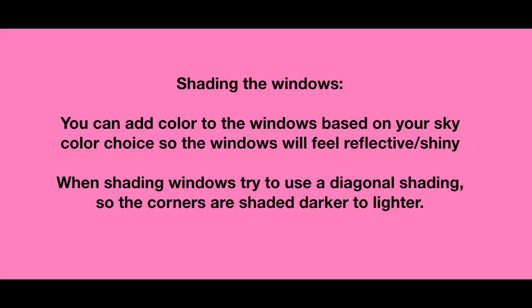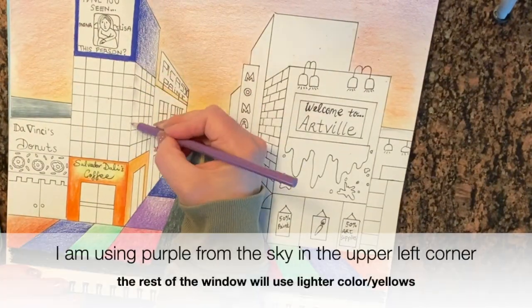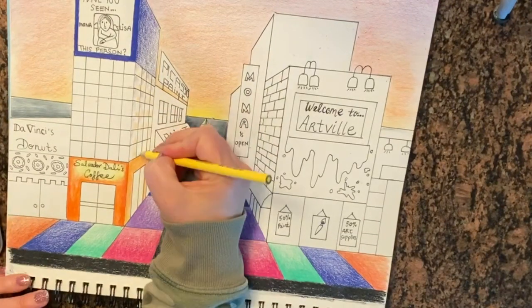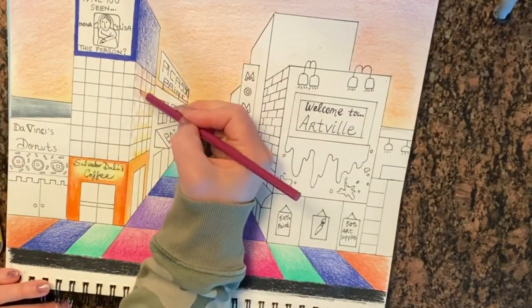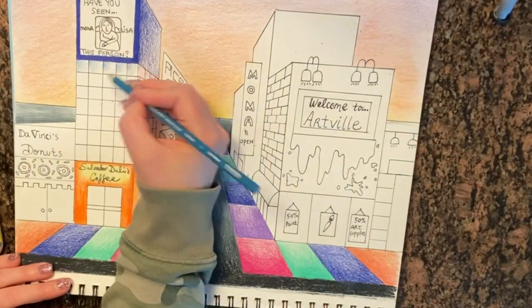When shading within your windows, try to add color to the windows based on the sky color choice. This will allow the windows to feel shiny and reflective. I recommend using a diagonal shading where the corners are shaded darker to lighter in each window. On this side of the building, I'm using some purple in the upper left-hand corner of each window. This will suggest that I'm reflecting purple from the sky, and then I'm filling in the bottom quarters with yellows and some of the pinks from the sunset.